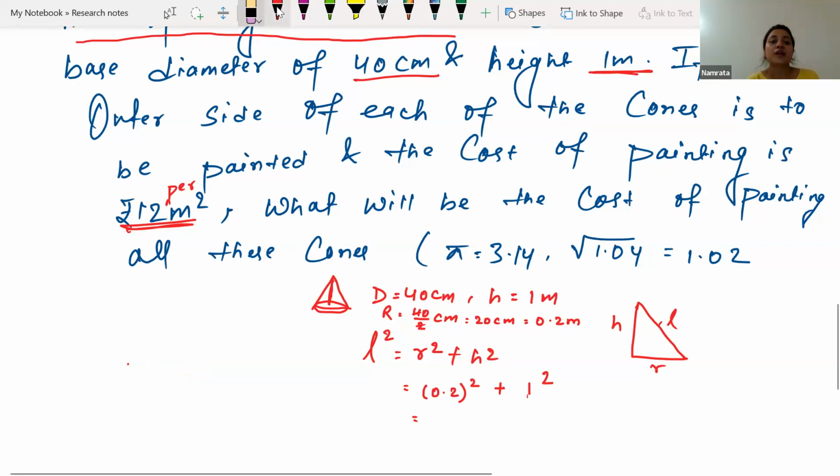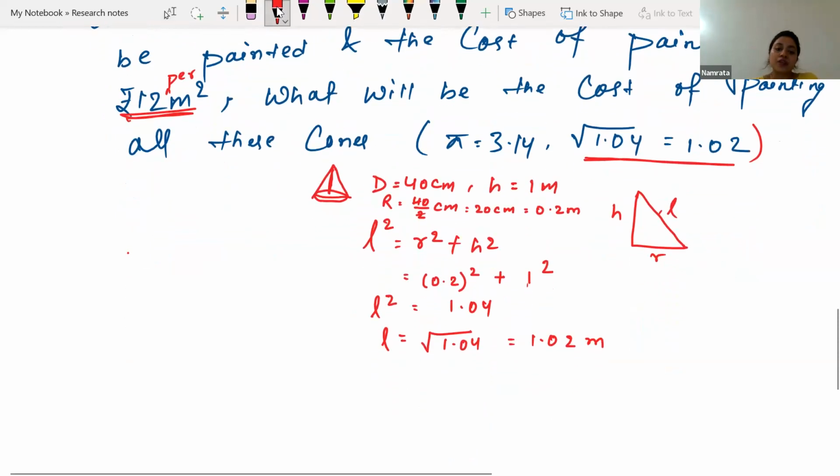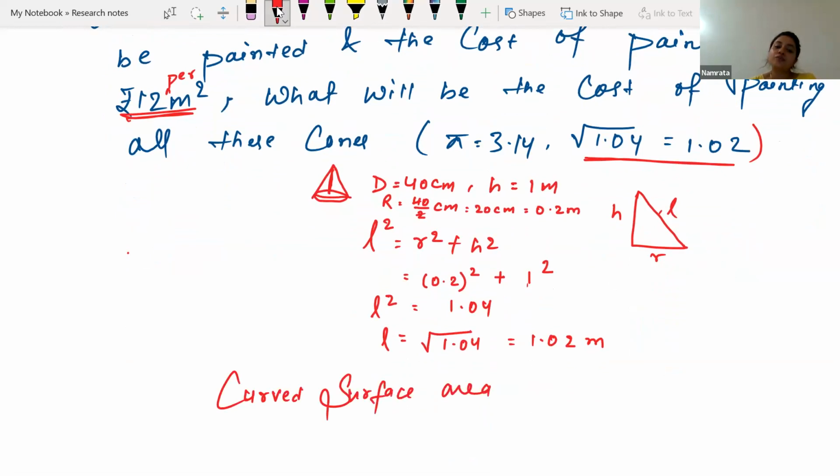So we got over here 1.04, that is L square, but we have to find L. Here in the question, with the given hint part, you can see under root 1.04 value is already given. That is 1.02. So no need to worry about this. This is in meter. We have already got the slant height. Now we are going to find the curved surface area by using slant height and radius. Area of each cone is pi RL. Pi value is written in the question, use 3.14, into R, which is 0.2 in meter, and L is 1.02.